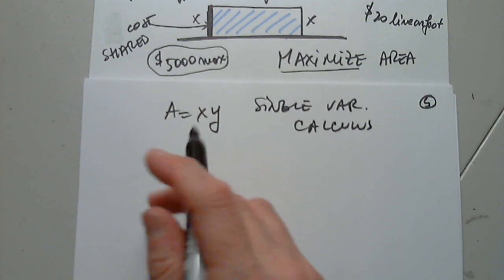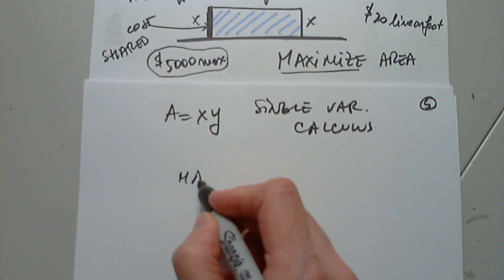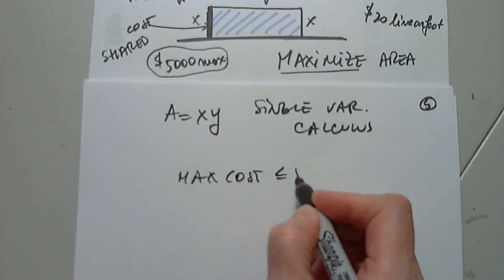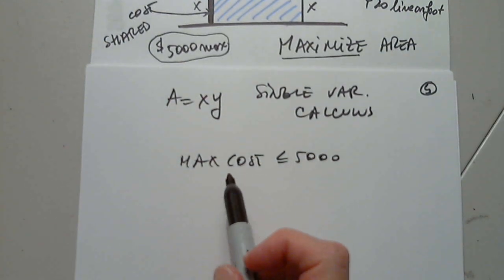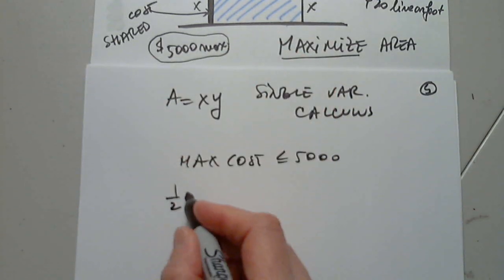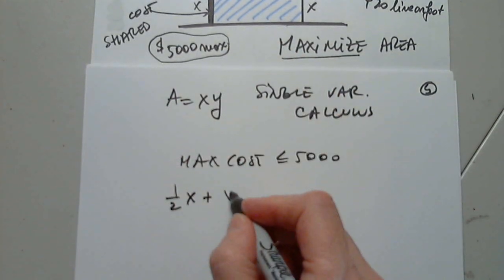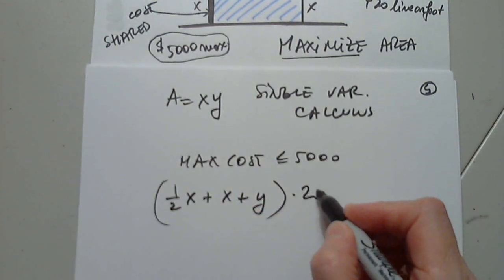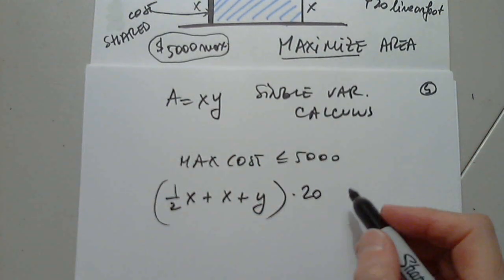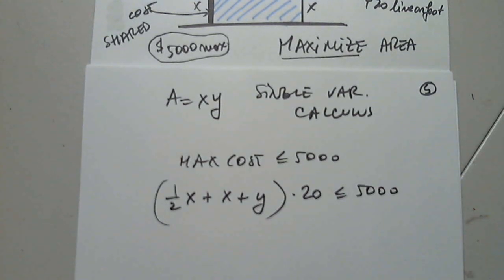So indeed, he's not willing to, so the maximum cost, that was correct, is less than or equal to 5,000 for the farmer. And what is the maximum cost for him? So it's 1/2 x plus y multiplied by 20 per linear foot. This has to be less than or equal to 5,000. Any questions so far? So it's not the neighbor, but it's the farmer. Okay.